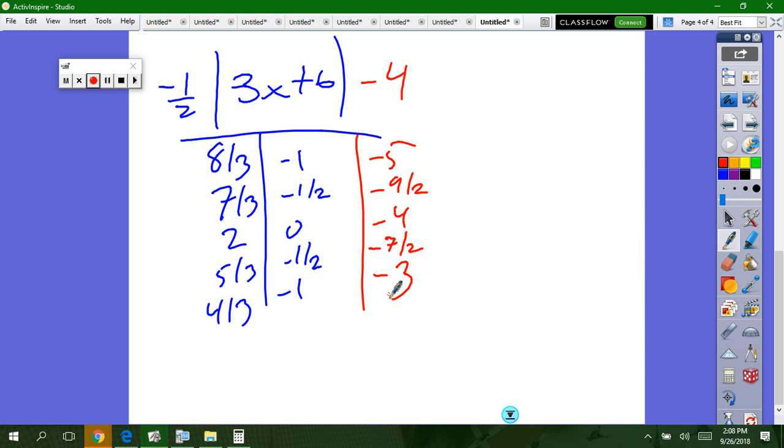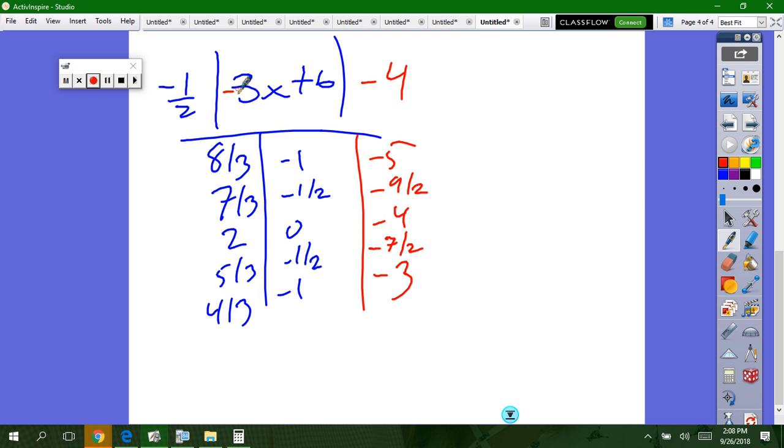And there he is. Does anybody not believe me? Should we check it? Because that's how you can tell if you did it right, by plugging one of your values in, right? Okay, I'm going to try 8/3. 8/3 times, excuse me, that should be a negative here, 8/3 times negative 3. Negative 8. Negative 8 plus 6. Negative 2. Absolute value, 2. 2 times negative a half, negative 1. Negative 1 minus 4. There it is.